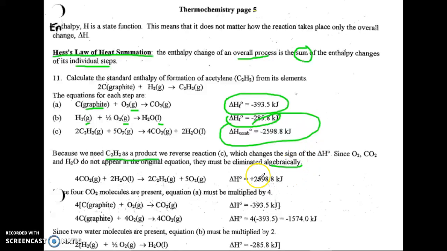Oxygen, carbon dioxide, and water do not appear in the original equation, which means they must be eliminated algebraically. Okay, so here's your first step. We're going from a negative here to a positive here, because we reversed it. The 4 CO2 molecules are present, so we need to multiply equation A by 4. This 4 is going to get distributed to all the parts. So 4 carbons, and you'll see that in the lower equation, 4 oxygens, 4 CO2s, and then we need 4 times this value.